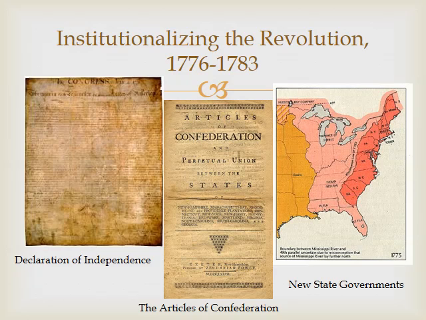So what changes did the American Revolution bring? Well, institutionalizing means looking at the tangible changes that were enacted. In the case of America, this means looking at things like the Declaration of Independence, the new state governments, and the Articles of Confederation. By looking at these, we can see how much change the Revolution actually brought.